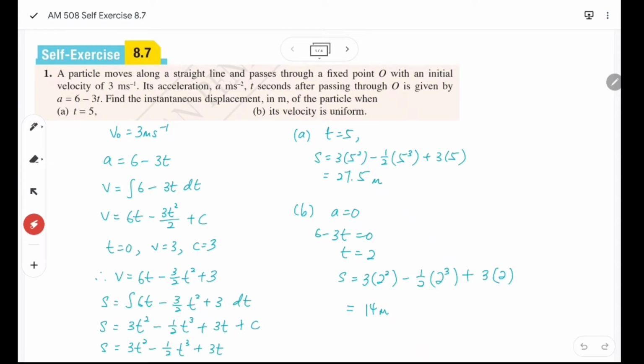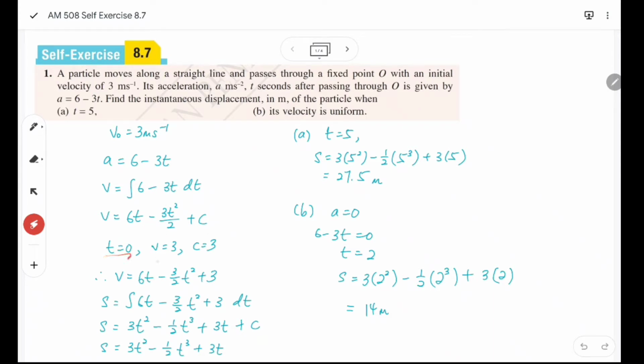From the information we know, v0 is 3 meters per second, as the initial velocity is 3 meters per second. The function of acceleration given is 6 minus 3t. We need to get the displacement. So first we need to get the velocity by integrating the 6 minus 3t, which is the function a. And we get v equals 6t minus 3t squared over 2 plus c.